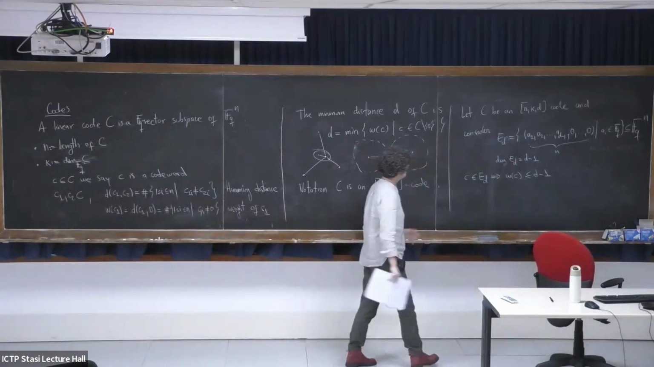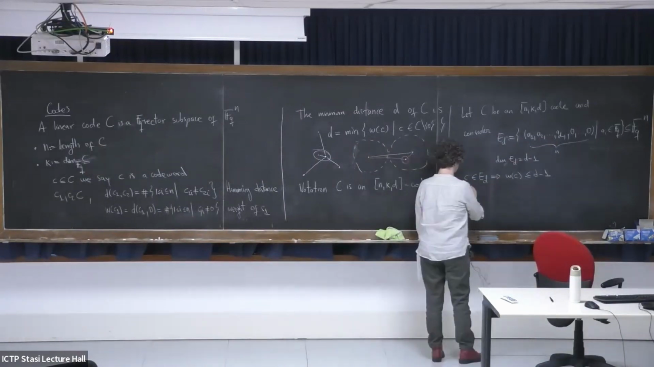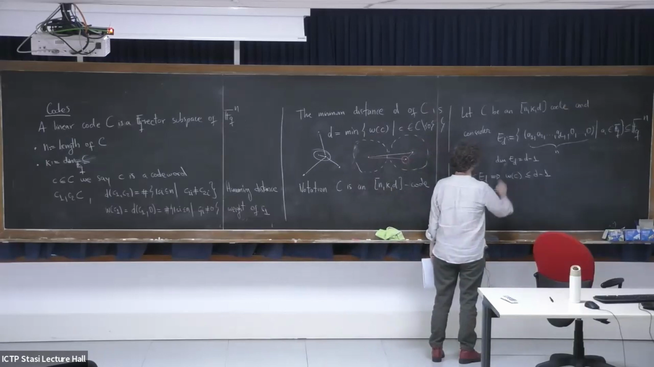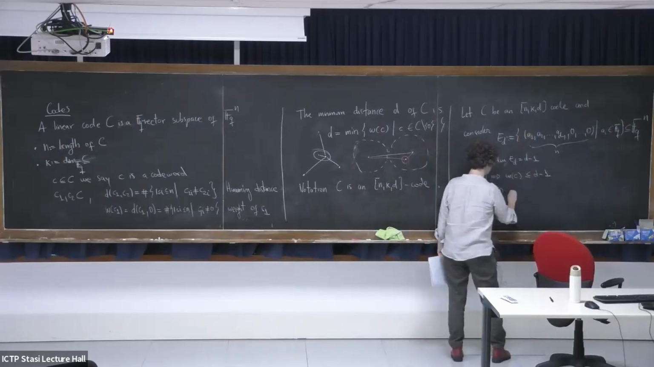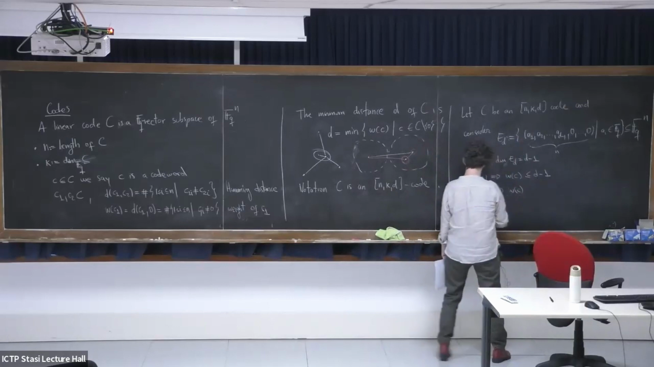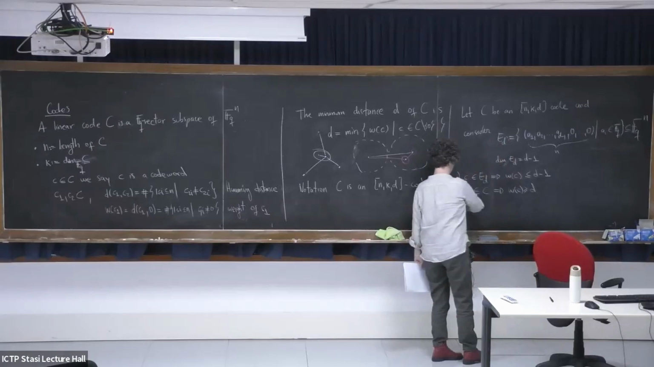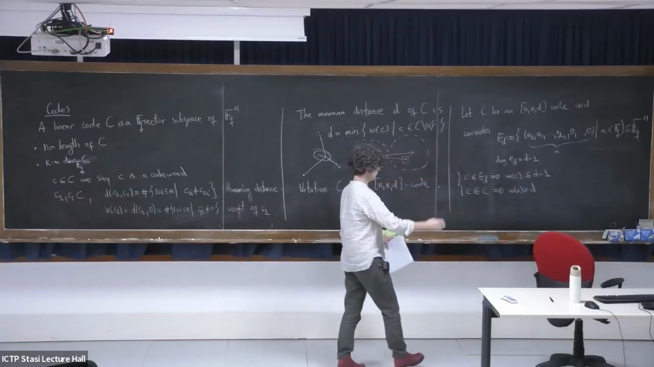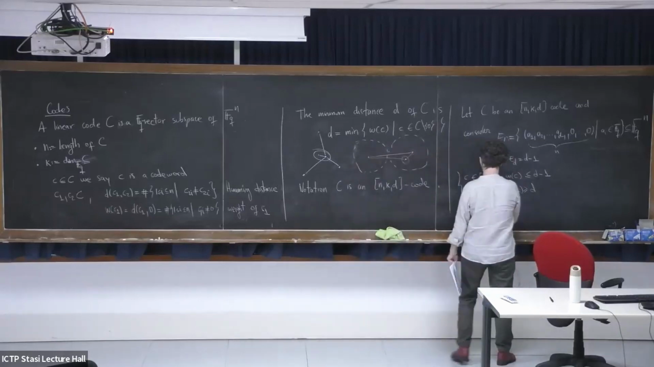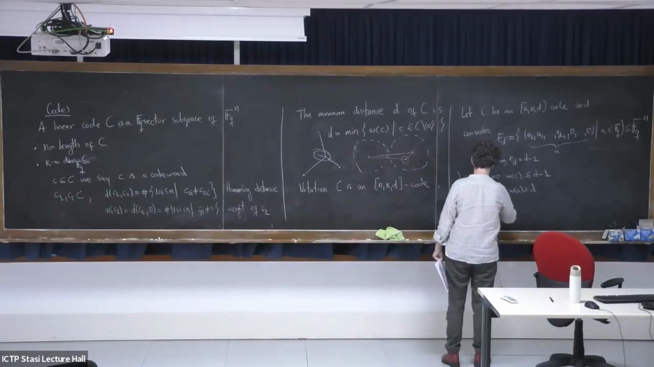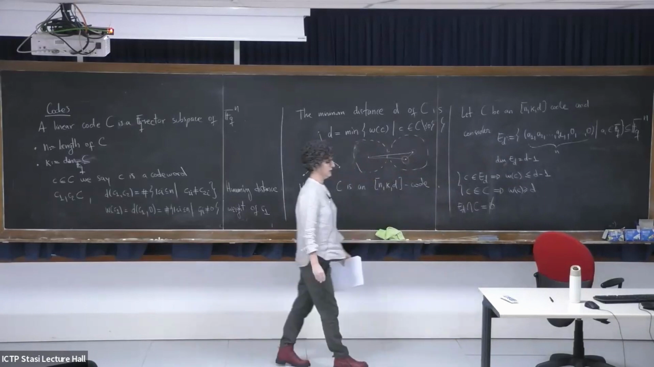But if I have a codeword in C, since the minimum distance is d, the weight of any codeword in C has to be larger or equal than d. So these two things together tell you that this code and this code have nothing in common.